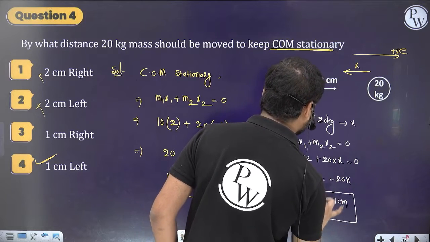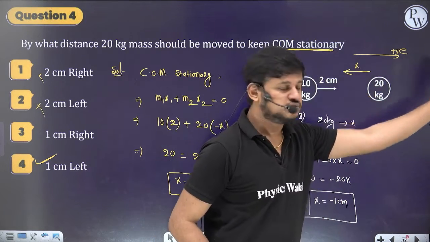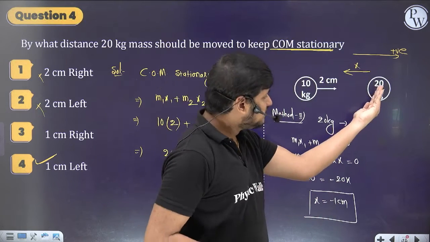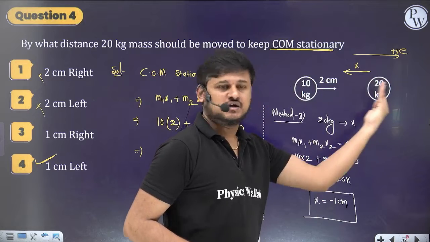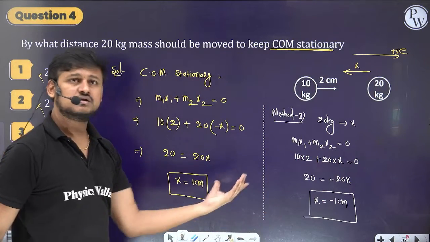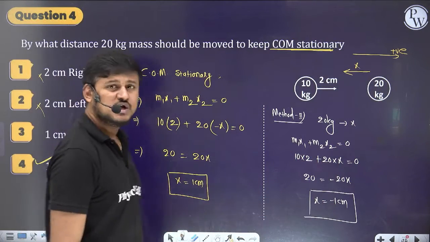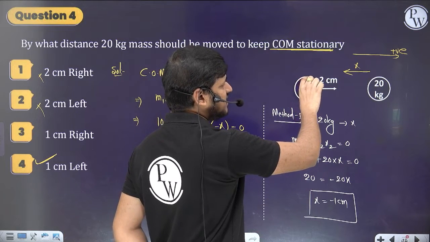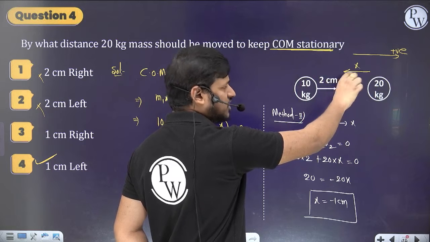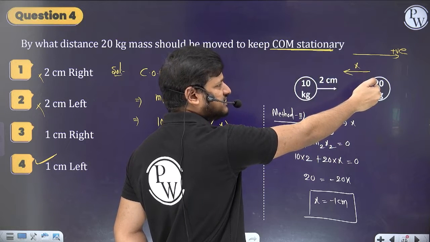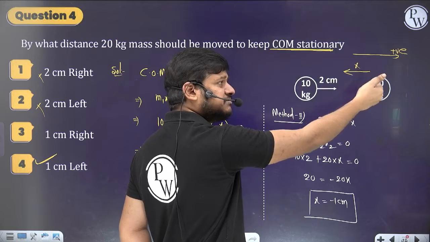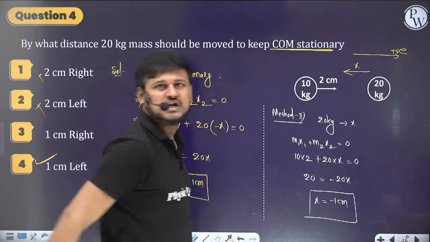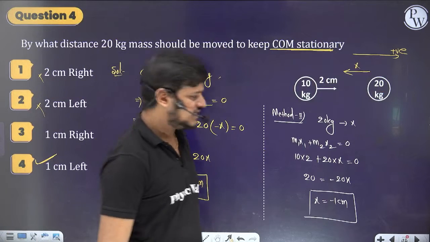We considered the right side direction as positive, so x equals minus 1 means it has to be moved 1 centimeter to the left. Or, if you know the concept, you can simply say that as the 10 kg block is moving right, the center of mass is moving right. To keep it stationary, meaning to bring it back to its original position, the 20 kg block has to be moved to the left. Clear guys? Understood?